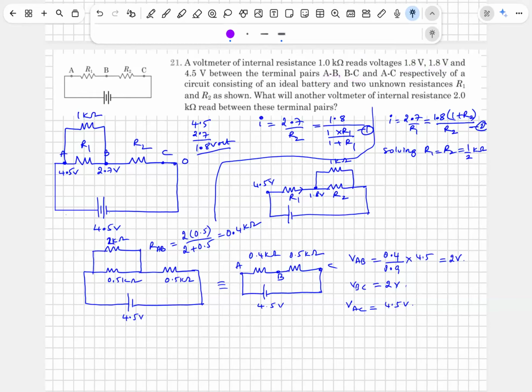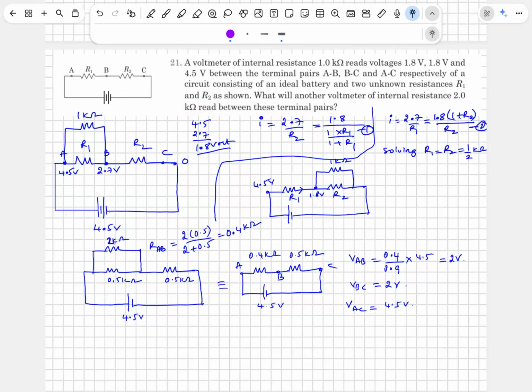The only thing is R1 must be same as R2, and anyway it is the same voltmeter for the same resistance. Right. And ideal battery and two unknown resistance R1. Now, what will another voltmeter of internal resistance 2 kilo ohm read when these terminal pairs?